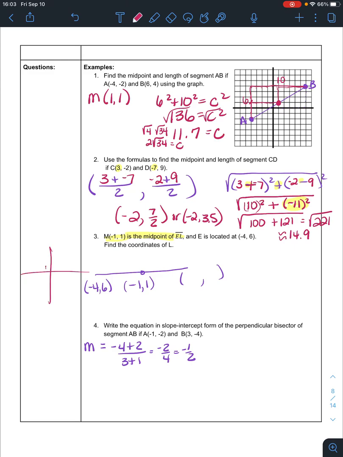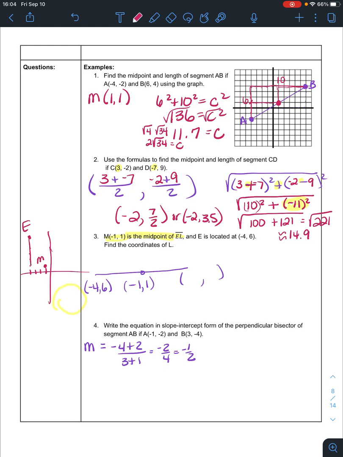So negative 1, 1, your M would be right there. E is located at negative 4, 6. So negative 4, positive 6, 1, 2, 3, 4, 5, 6. It's easier to do if you have grid paper. So that's E, and the question is, where is L? Well, L has to be down here somewhere. And so what you can do is put this on grid paper. You're always welcome to grab some.